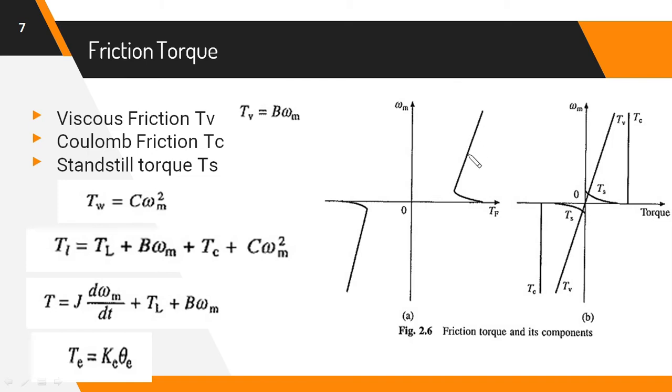If we take the example of a train, then during the standstill condition only, the graph is like this. After that it goes up linearly, because viscous friction is there, windage torque is also present, as well as the gravitational force.